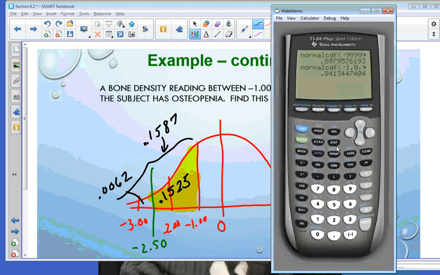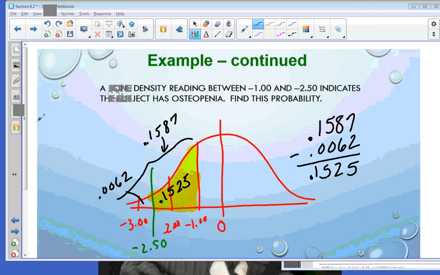We're going to go to our second distribution, our normal distribution, go down to number 2 there. My lower end now is going to be -2.5. So again, you see how critical it is just to draw that curve. My upper is -1.0. I'm going to cursor down. You're going to close your parenthesis and hit enter, and we're going to get 0.1525, which is exactly what we got using our table.